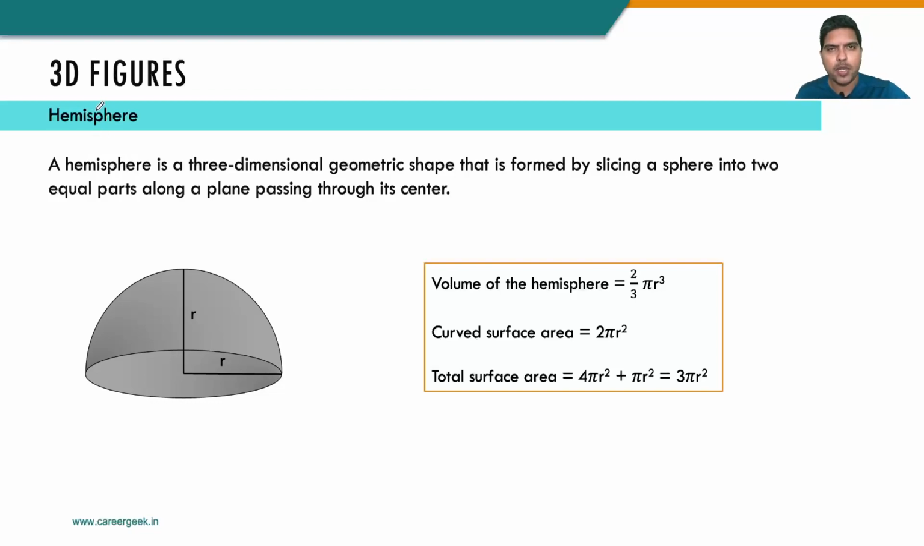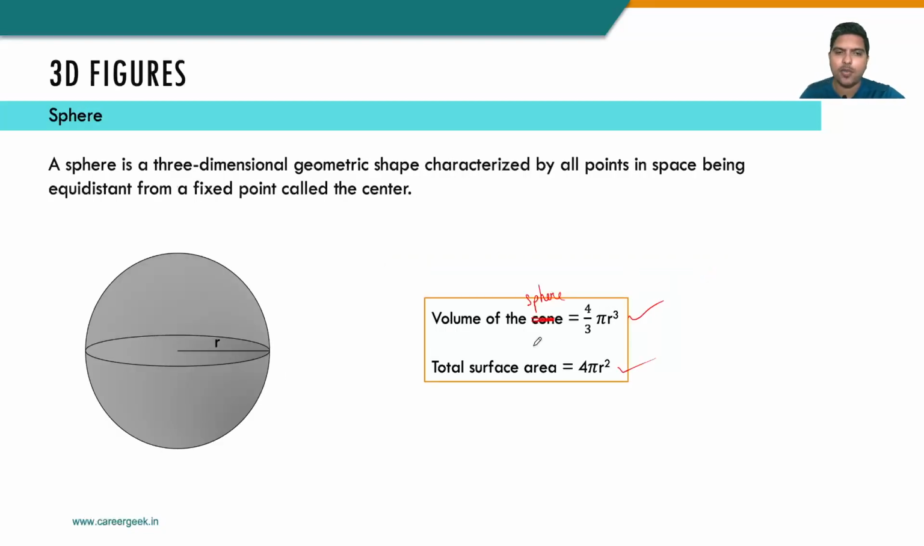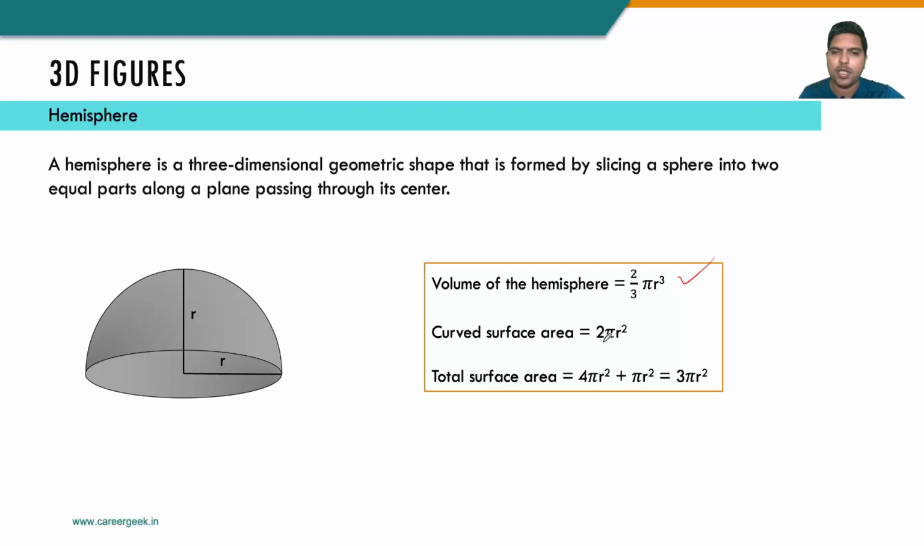Next is hemisphere. Hemisphere is nothing but half the sphere. So volume of sphere is 4/3, so volume of hemisphere is 2/3, half of 4/3. Total curved surface area. So for sphere, total surface area is the curved surface area. There is nothing else. But for hemisphere, the curved surface area is half of the sphere. Total is 2 pi r square plus the bottom, which is a circle, pi r square. So this is 2 pi r square plus pi r square, which is 3 pi r square.